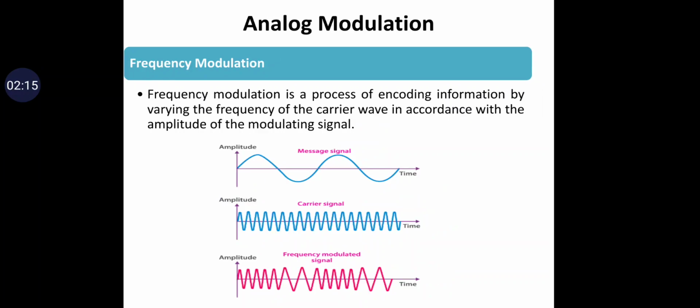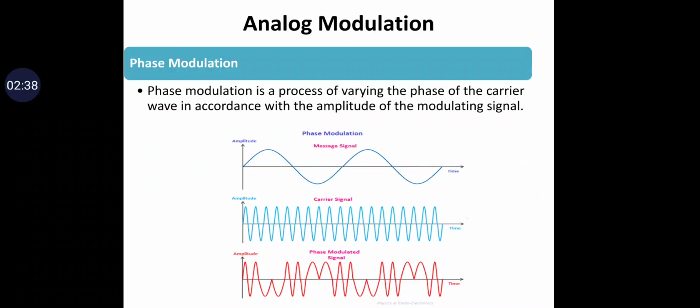Second one is frequency modulation. Frequency modulation is a process of encoding information by varying the frequency of the carrier wave in accordance with the amplitude of the modulating signal. Here in the waveform, the first one is the message signal, second one is the carrier signal, and third is the frequency modulated signal.